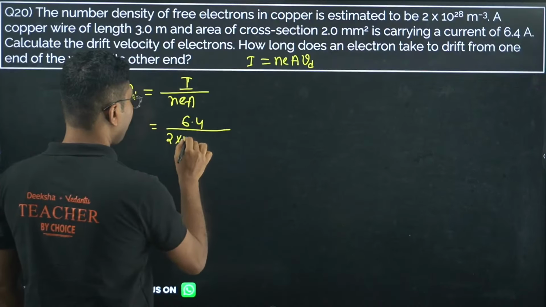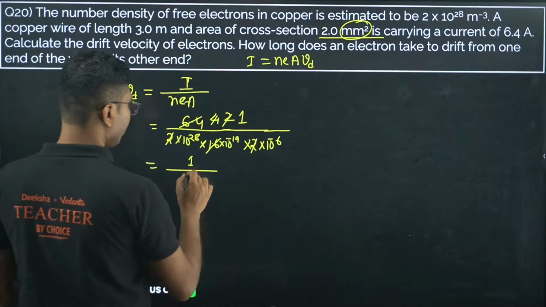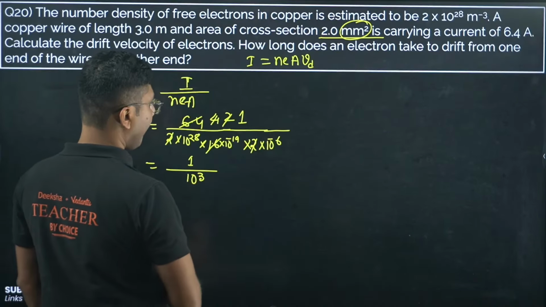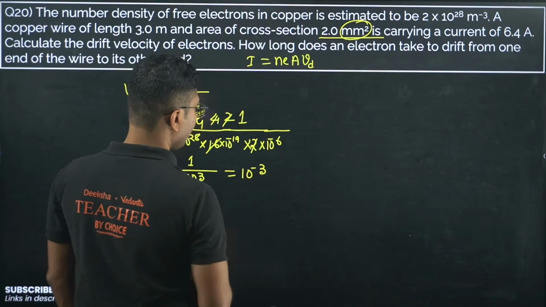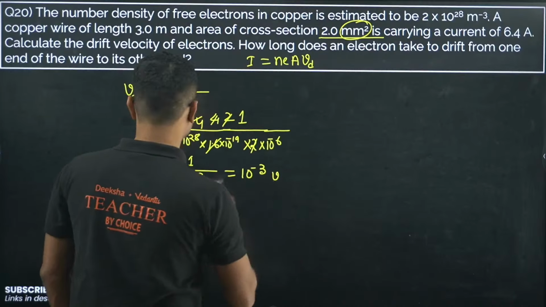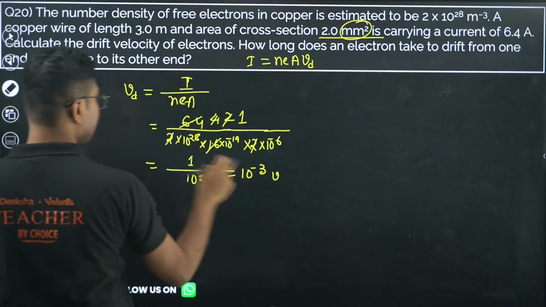Okay, millimeter square will be tricky, so it will be 4, 2 ones are 2, 2 ones are 2. So it will be 1 divided by 10 to the power of 9 minus 6, 10 to the power of 3, which gives 10 to the power of minus 3 as the answer, and the unit of velocity is meter per second.